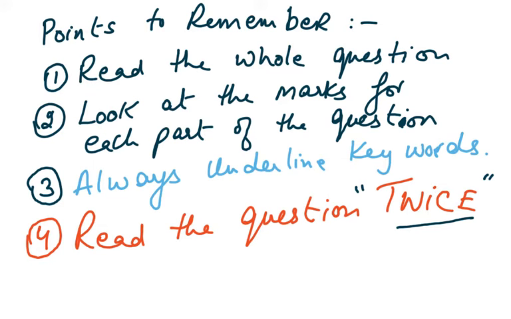Number two, look at the marks for each part of the question. Are there 2 marks? Are there 3 marks? Are there 4 marks? How many marks are there? So you must think of the mark scheme points. If there are 2 marks, have you given 2 points? And then give another point because maybe you might not have worded one of the points correctly. So if there are 2 marks, give 3 points. If there are 4 marks, give 5 points.